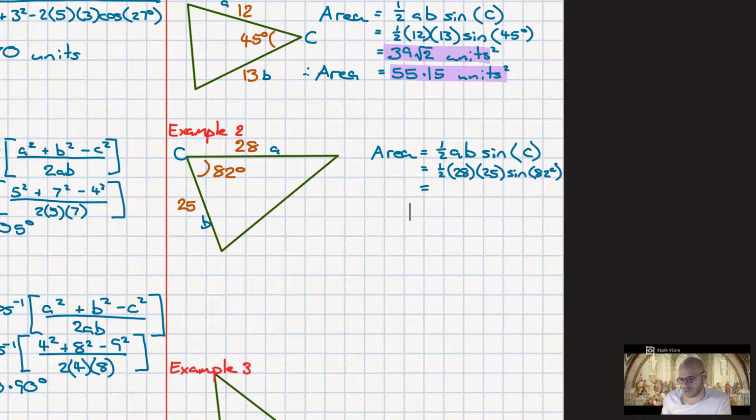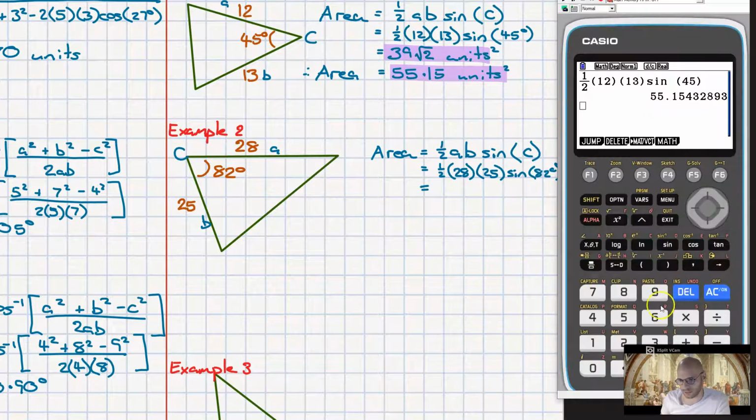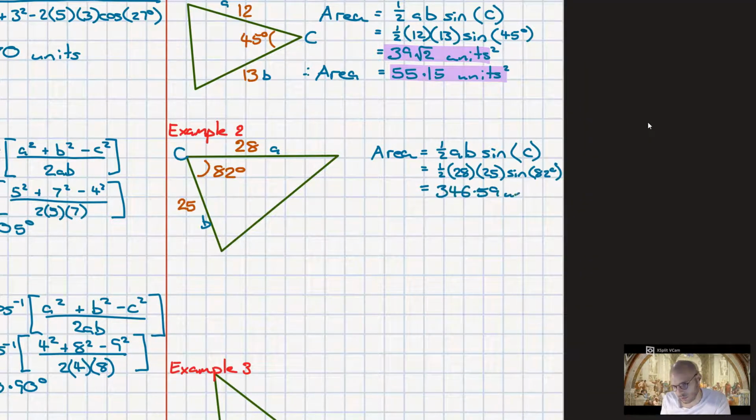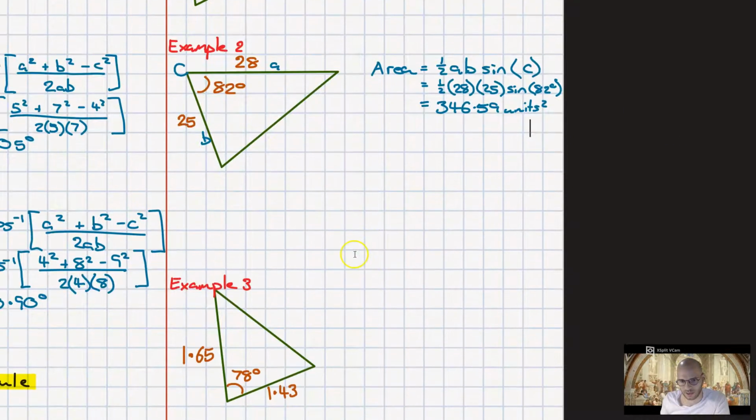Once again, we call out for our calculator, so up we come. We're going to go 1 over 2 multiplied by 28 multiplied by 25 multiplied all by sine of 82 degrees. Our answer is yielded as 346.59 units squared, because these are units of area. So that's our example 2.